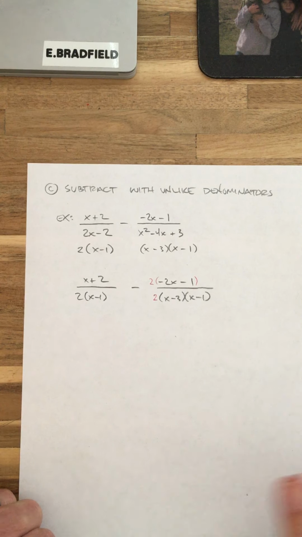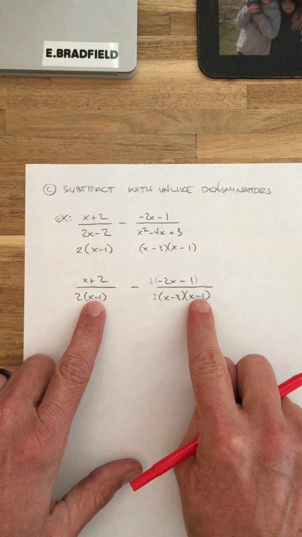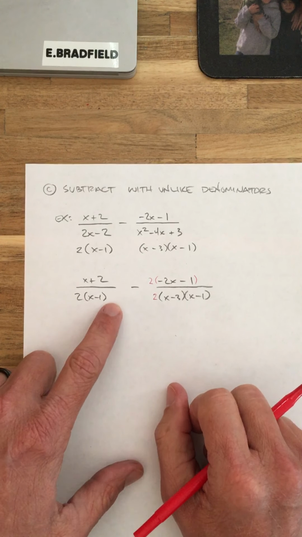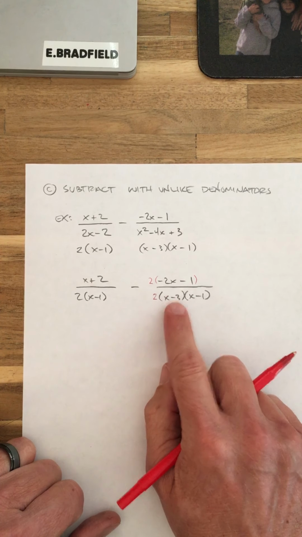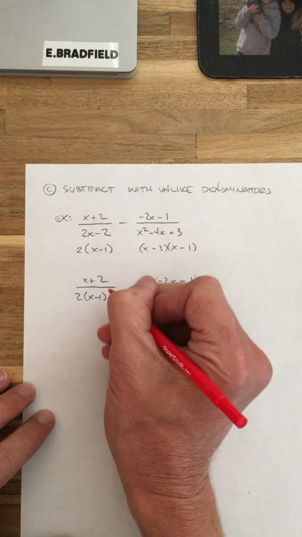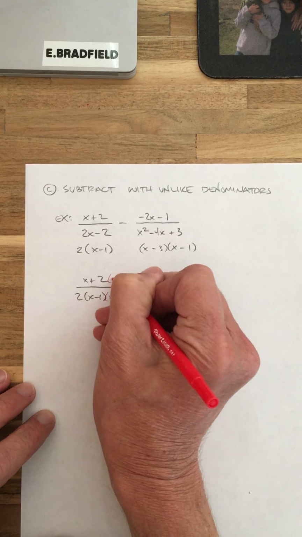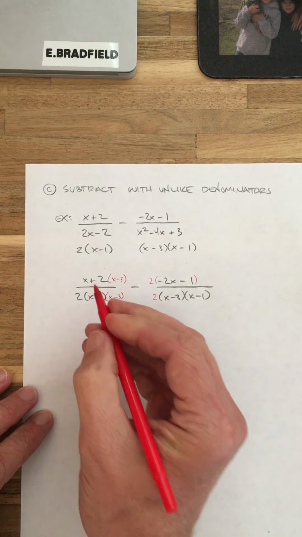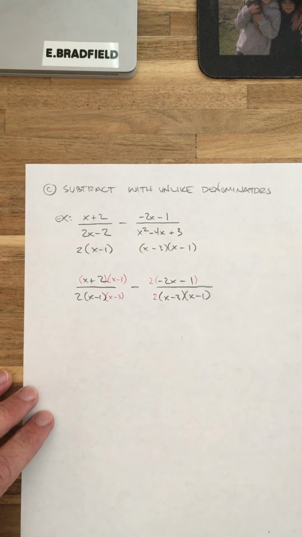Now let's get the parentheses to match. This guy has an x minus 1. This guy has an x minus 1. Yes, that's awesome. This guy doesn't have any more, but this guy has an x minus 3. So we need an x minus 3 over here. And if I multiply there, I need to multiply here, x minus 3. Now, I don't know if you noticed my mistake. Don't forget to put parentheses. All right, we're good to go.